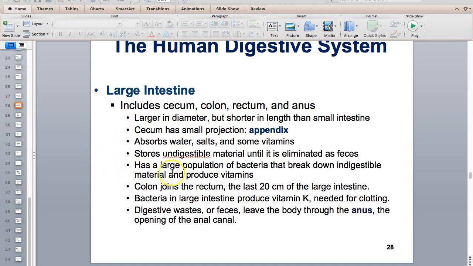There is actually a really large population of bacteria there too, and these bacteria are in the large intestine to break down any other indigestible material, but also to produce vitamins, okay? So bacteria in the large intestine produce vitamin K, which is needed for clotting, okay? So we have many examples of bacteria that are needed within our bodies for normal function. I kind of skipped here, but you have the colon, which will join the rectum, and it's the last 20 centimeters of the large intestine, okay? Anything that's not digested will leave through that last opening, the anus.